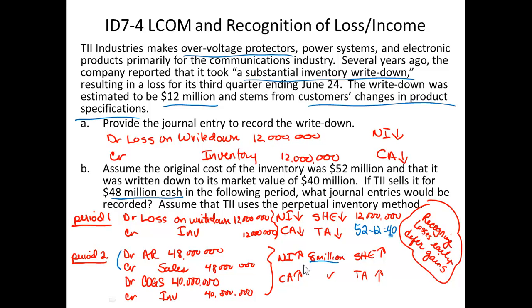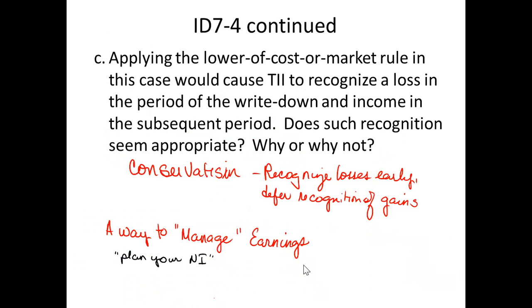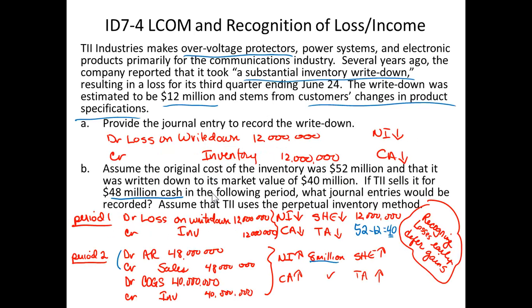It's because in accounting we recognize our losses early and we defer our gains. It's also called conservatism, that we want to do that. We always like to tell the bad news early. It's also a way to plan your net income, because notice by determining that you wanted to do a $12 million write-down, you were able to have $8 million income in the following year. Now it's not quite as calculated as that, because you really don't know what you're going to be able to sell it for in subsequent periods.